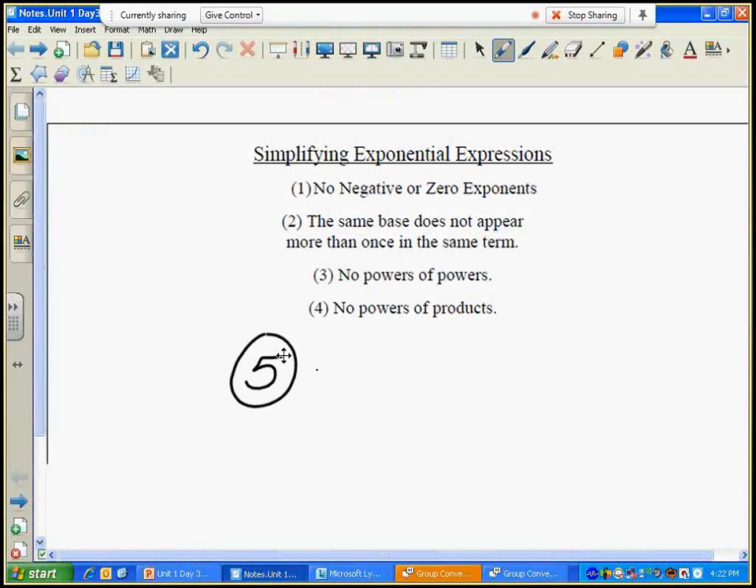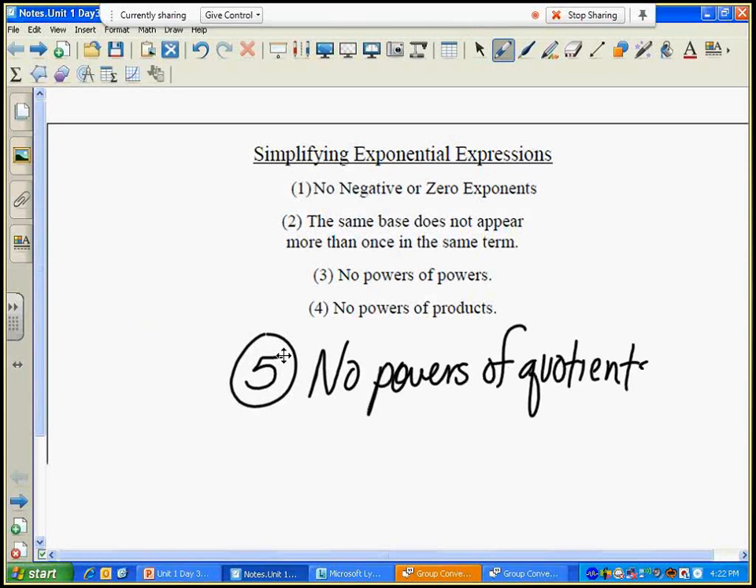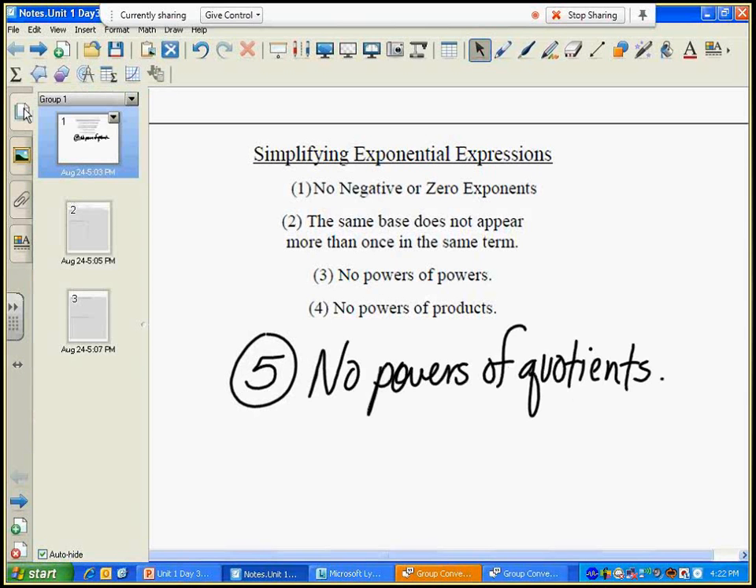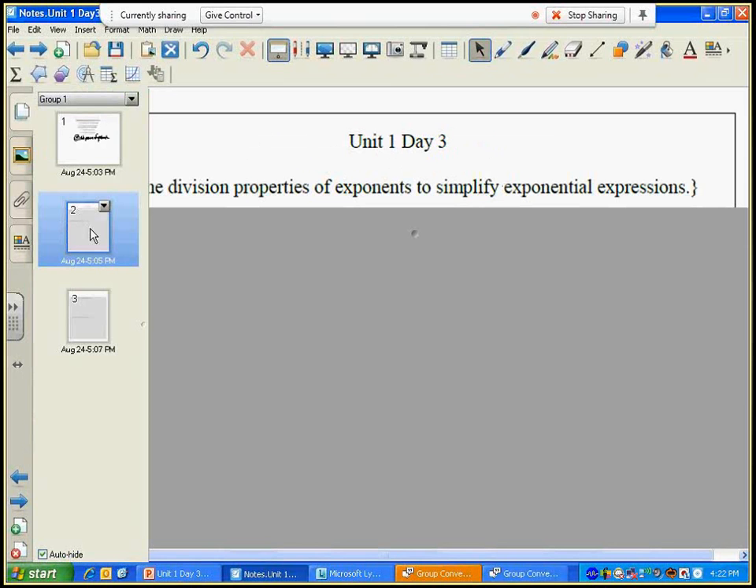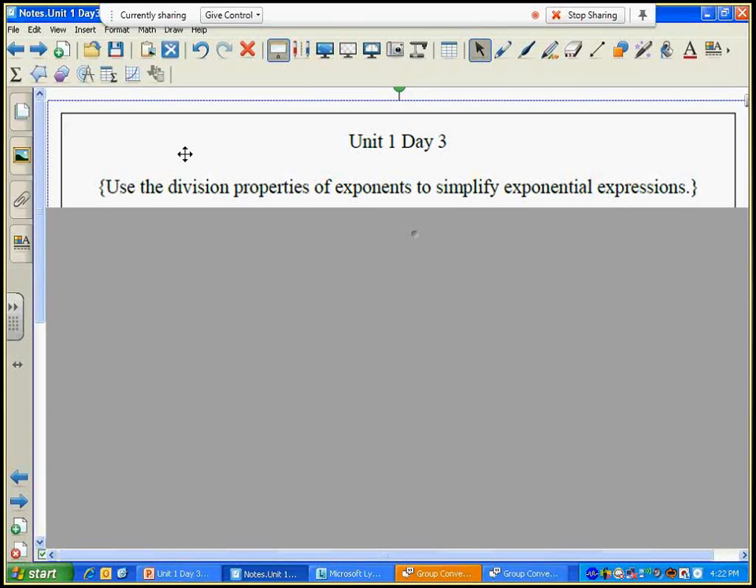And the 5th is no powers of quotients. Okay. Then if you'll turn to the next blank page of your Exponent notebook, and if you would label at the top, Unit 1, Day 3, and copy down this learning objective. It states that you will use the division properties of exponents to simplify exponential expressions.